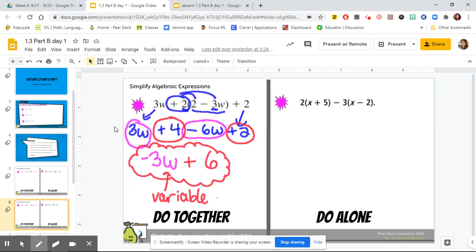This is called standard form, when you have the highest exponent to the least. I have a w to the first power here, so I'm going to put that first, and I have no w. I have a w to the 0 power, so that's why that's going to be second. And that is all. Please complete the next problem.